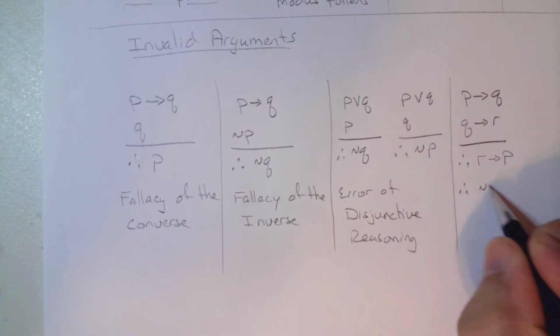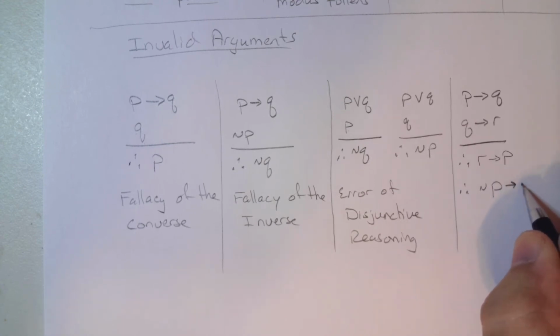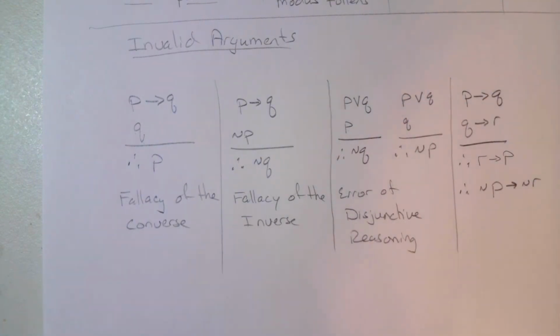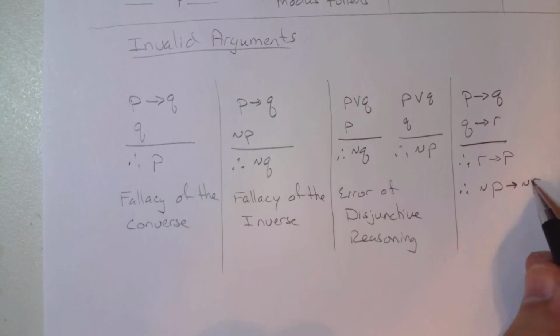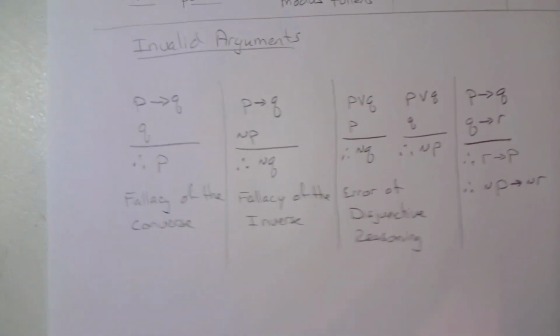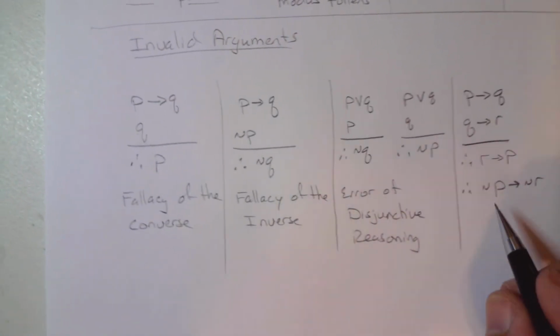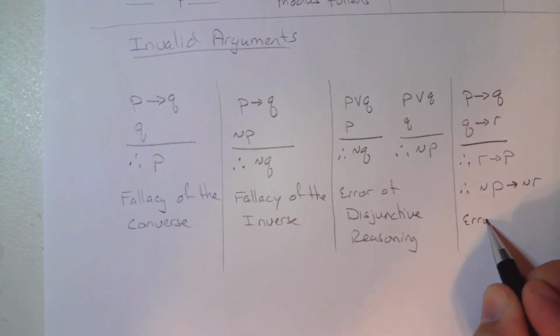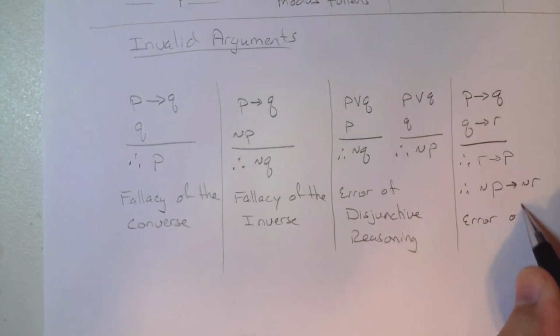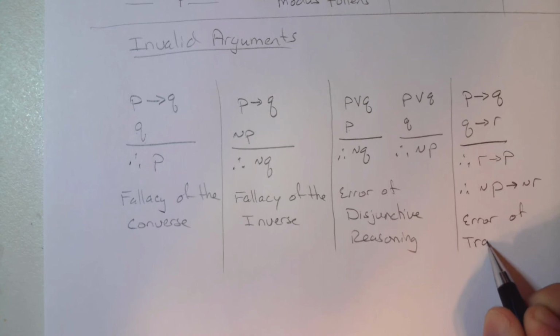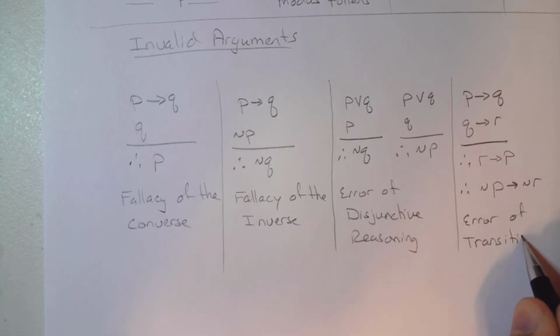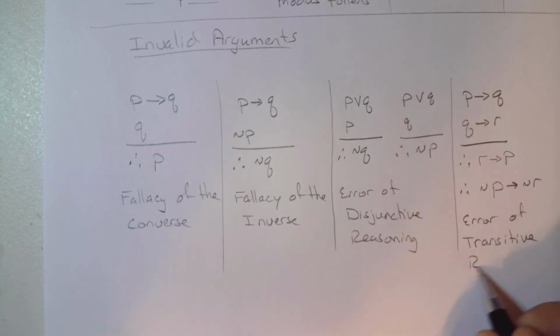Or we could look at the contrapositive of it. If not P, then not R. Again, you can't do that reasoning, because just because you don't have one thing doesn't mean you can't have the other. This is called the error of transitive reasoning.